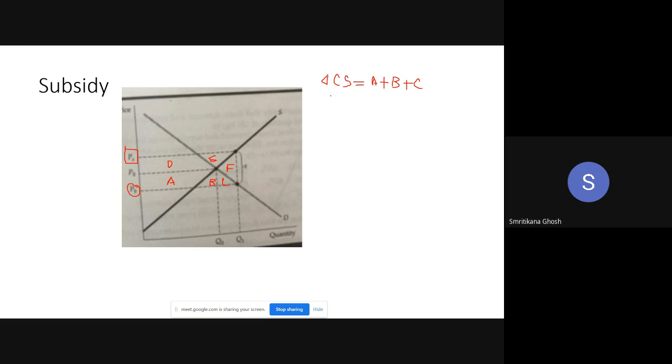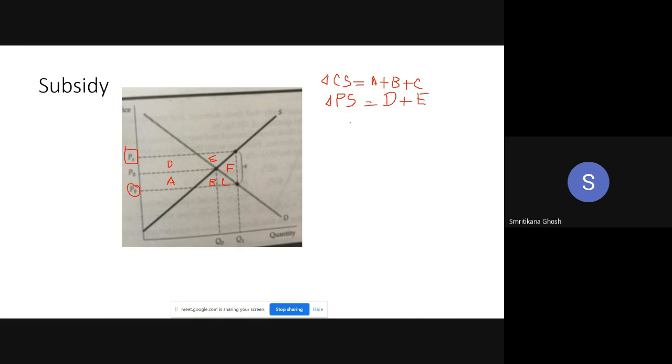Now the producer surplus. Change of producer surplus. Initially the price was P naught for the producer. Now the producers are also receiving a price more than P naught. So for the producer, it is the gain. The price is increased. So the gain is D and E. Now look, any problem with D and E? No, ma'am.